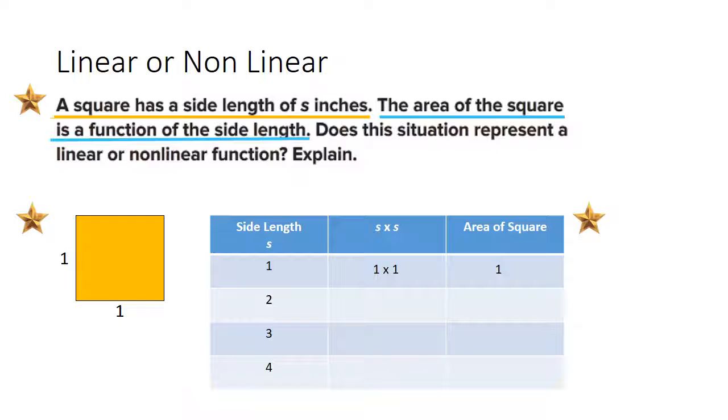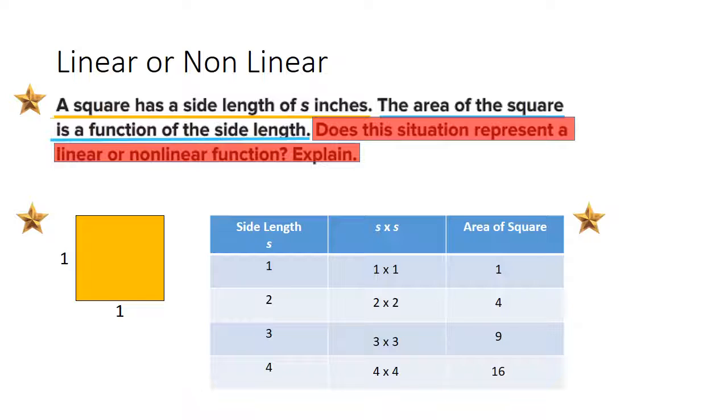If the side length is 2, then the area is calculated as 2 times 2, and the area equals 4. If the side length is 3, then the area is found by 3 times 3 to get an area of 9. And if the side length is 4, then the area is calculated as 4 times 4 to get an area of 16 square units.